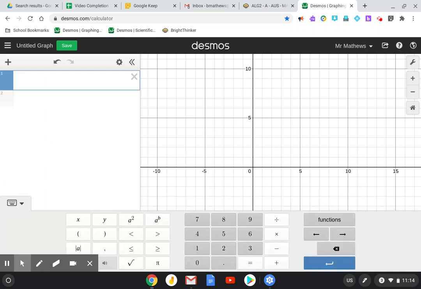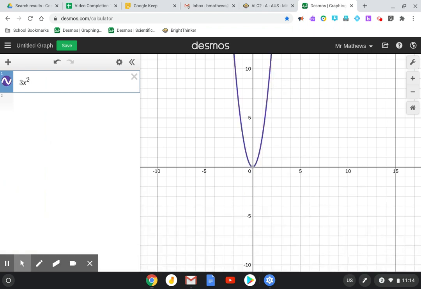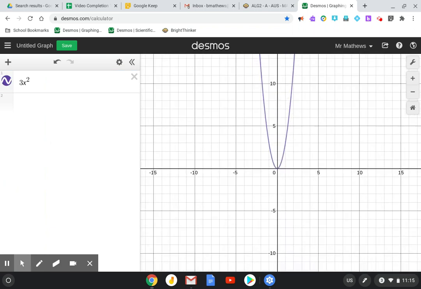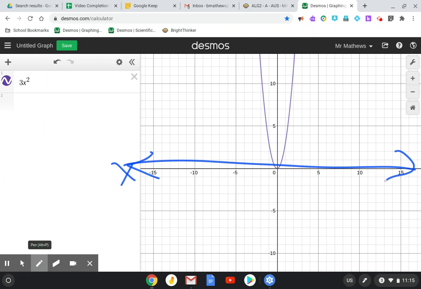So 3x squared. Let's go here. We'll do 3x squared. There's my graph. So the question becomes, what is the domain? Okay, what is the domain? Now, the domain is always going to be dealing with the x, so we're dealing with how far the graph goes to the left and to the right.